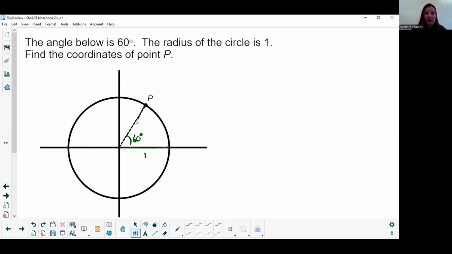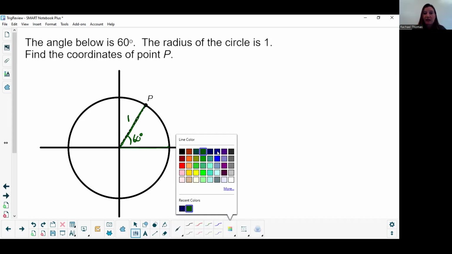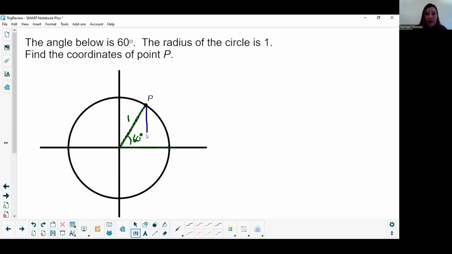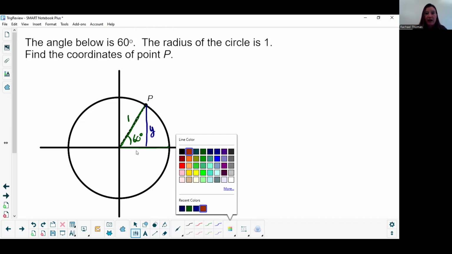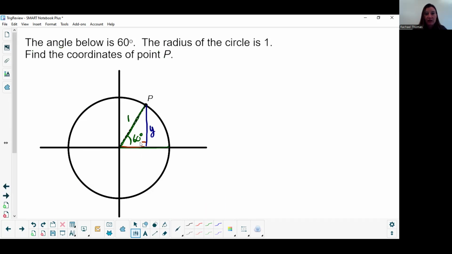Also, we'll note that this length here, the distance from the center of the circle out to P, that's also 1 because it's a radius. And we're asked to find the coordinates of point P. So the key here is that if I'm looking for the y coordinate and the x coordinate of that point, that actually makes a cute little right triangle right here. And those x and y coordinates being the legs, the short leg and the long leg of a right triangle, means I can use SOHCAHTOA trigonometry to get those values.